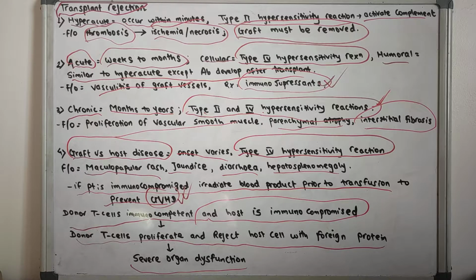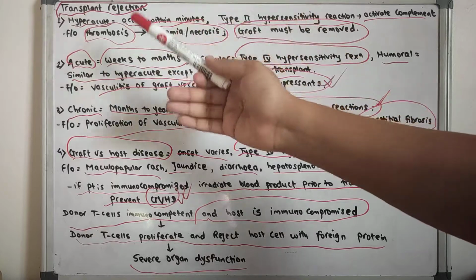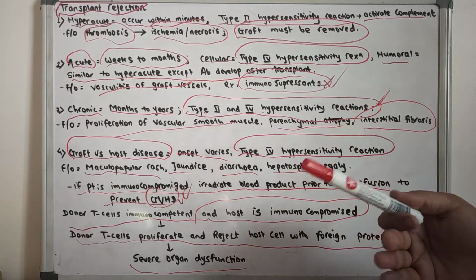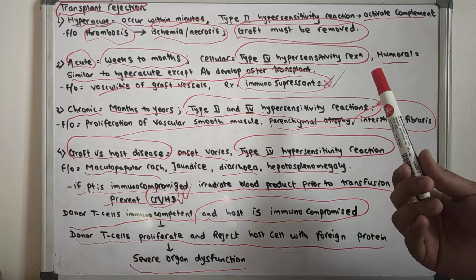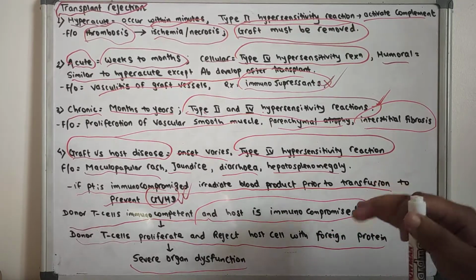So this much for the topic of transplant rejection. We discussed the hyperacute, acute, chronic, and graft versus host disease. We discussed their various onset, pathogenesis, and features. I hope you understood this video on the topic of transplant rejection in the immunology chapter of the immune responses. Thank you.